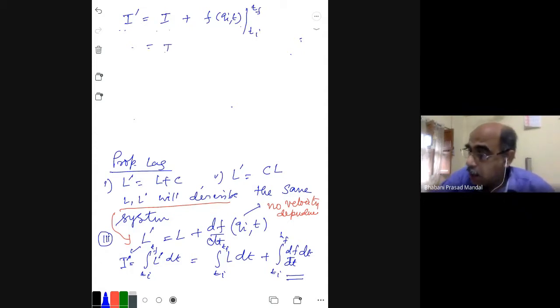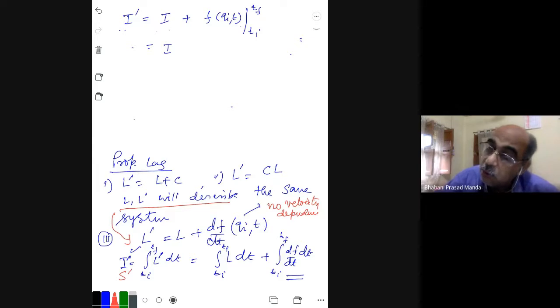I used I or S for action? I forgot the notation. Okay, don't bother about it. The other day I used S prime, and then S prime equals S plus this, but it doesn't matter. This is notation. Some people use I, some people use S. I forgot what I used last time, but anyhow, we'll stick to I today.